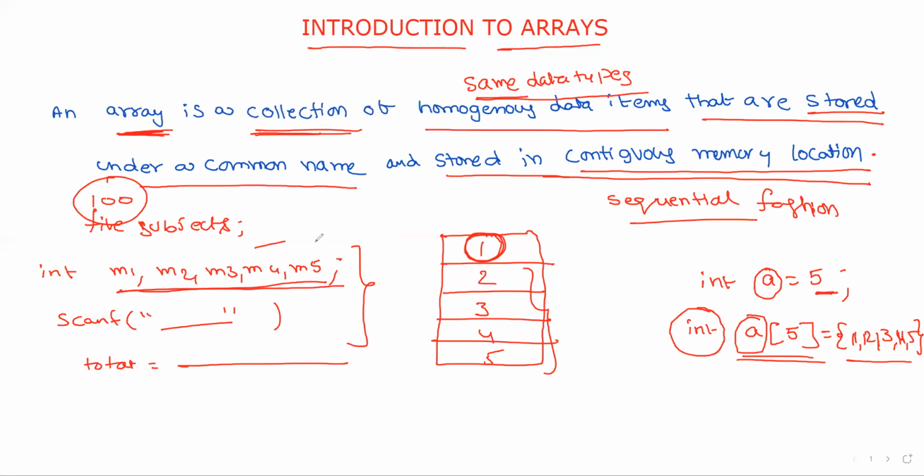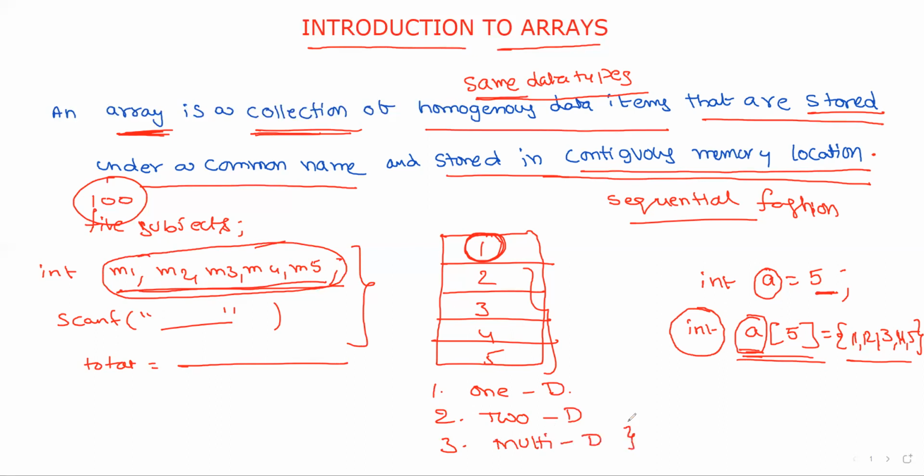To overcome this problem, instead of using multiple variables, we are using a single variable. That variable can hold all the values. Now arrays are categorized into different types: one-dimensional array, two-dimensional array, and then multi-dimensional. Multi-dimensional in the sense different number of dimensions, that is either 3 dimensions, 4 dimensions, or 5 dimensions, whatever it is.